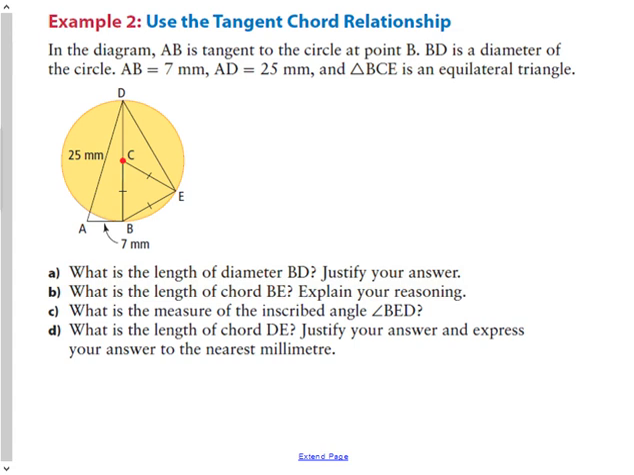So in the diagram, AB is tangent to the circle at point B. So here's our line, and it's tangent to the circle right here, which means as I read that sentence, I can automatically put a 90-degree angle right there. BD is the diameter of the circle.